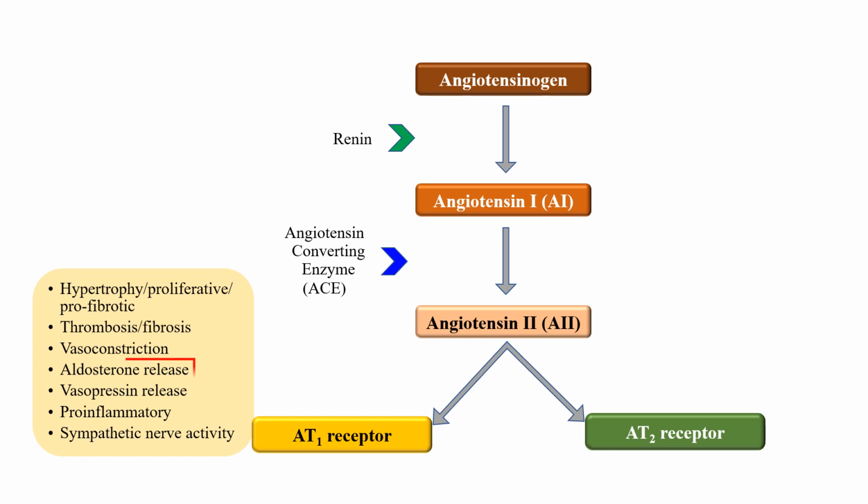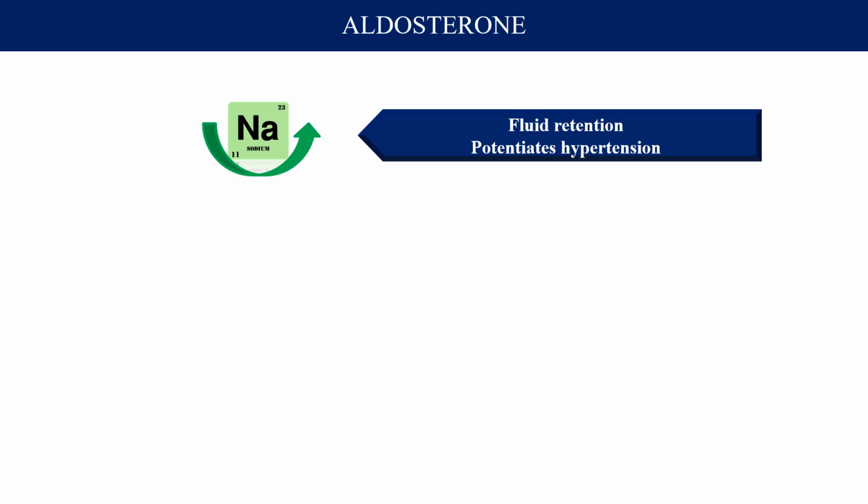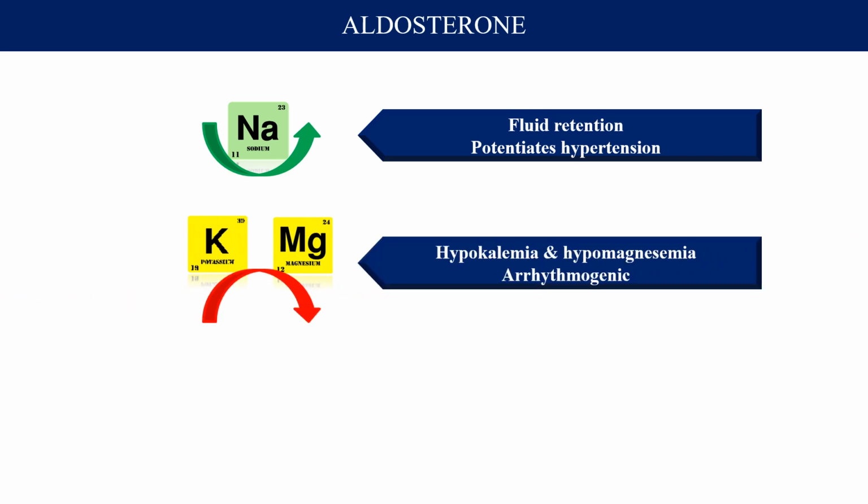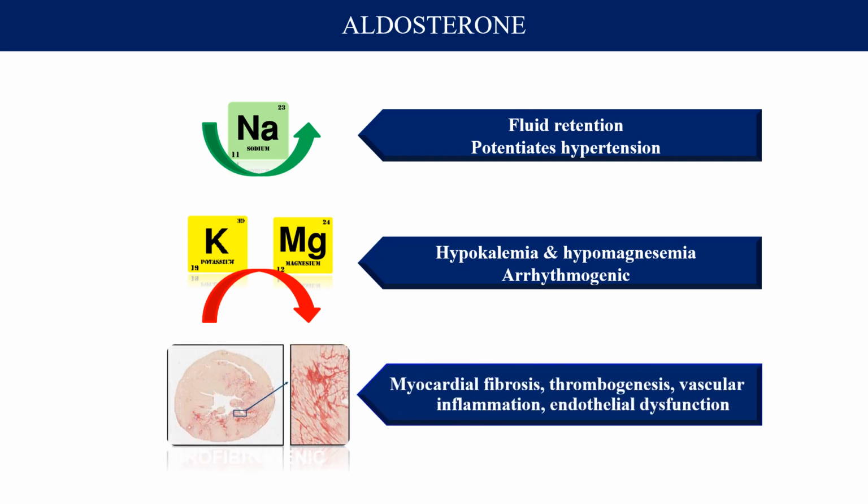So what are the clinical effects of aldosterone? Aldosterone can mediate sodium retention, which can lead to fluid retention and hypertension, potassium and magnesium wasting, which can be arrhythmogenic in at-risk individuals, and pro-fibrogenic and thrombotic effects that can lead to tissue fibrosis, thrombogenesis, vascular inflammation, and endothelial dysfunction.